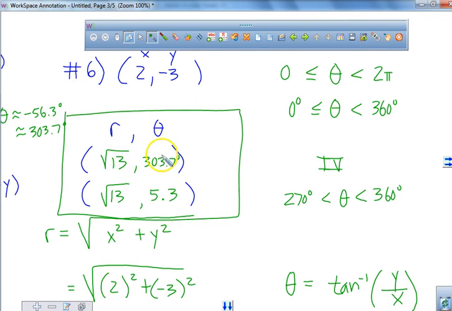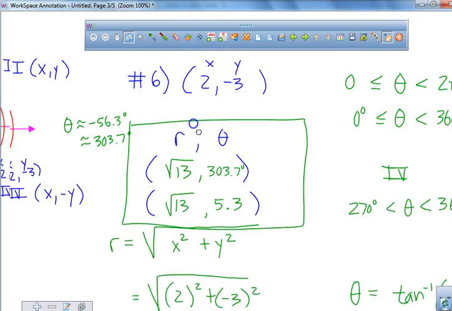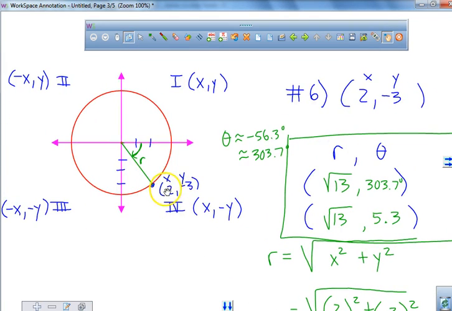So, your final answer in conclusion. This is your r value, this is your theta in degrees, this is your r value, this is your theta in radians. You need to know which quadrant you're going to end up in. If you're in quadrant 2 or quadrant 3, you need to make sure your answer is in quadrant 2 or quadrant 3. Good luck.